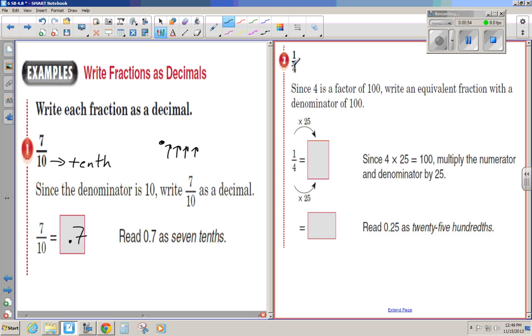1/4. Well, you could multiply this out to get the decimal, or you could realize that if you multiply both sides by 25, you get 25 over 100. Now, 100 is hundredths, and since you have a power of 10 in the denominator, you have 25 hundredths. And you remember that here's the decimal: tenths, hundredths, thousandths, 10,000ths. And you now know that 25 hundredths is 0.25.